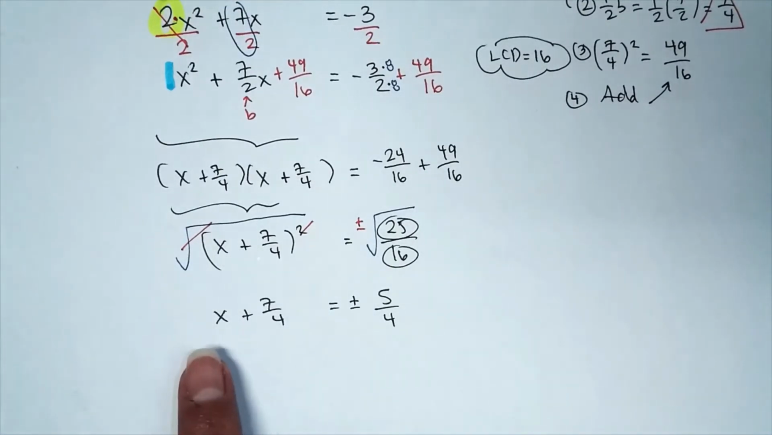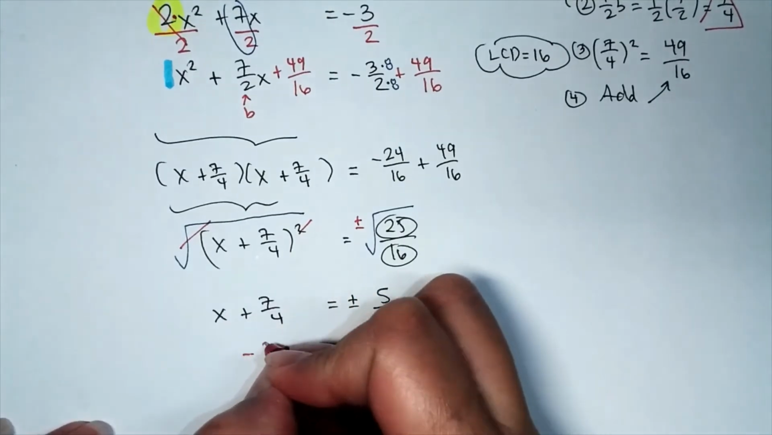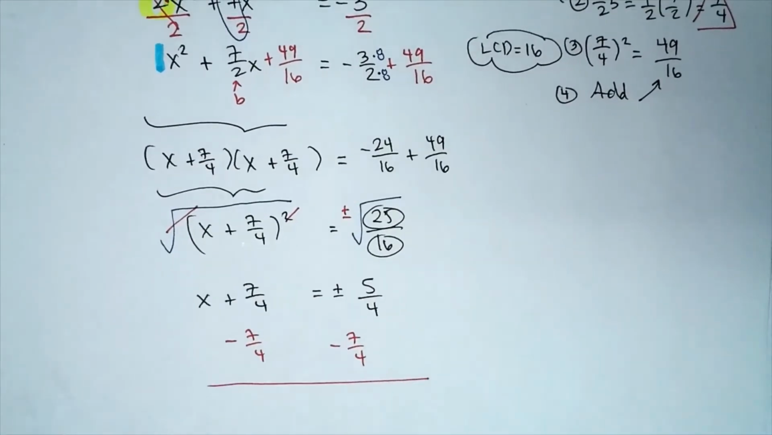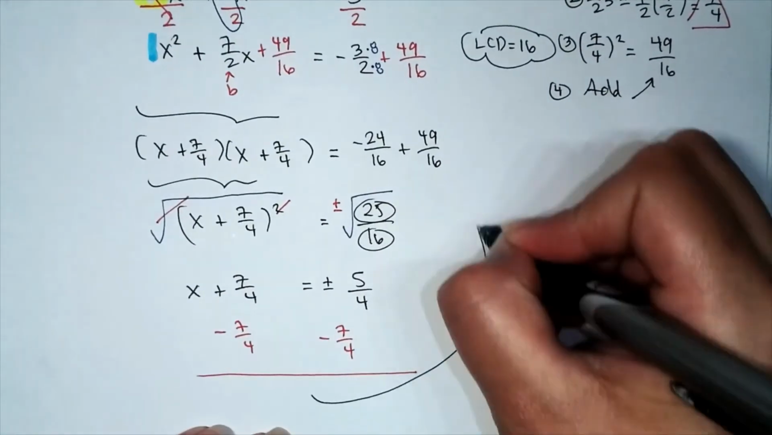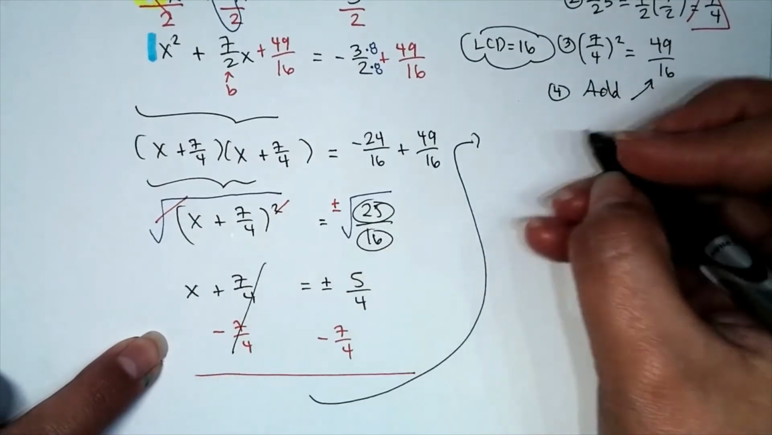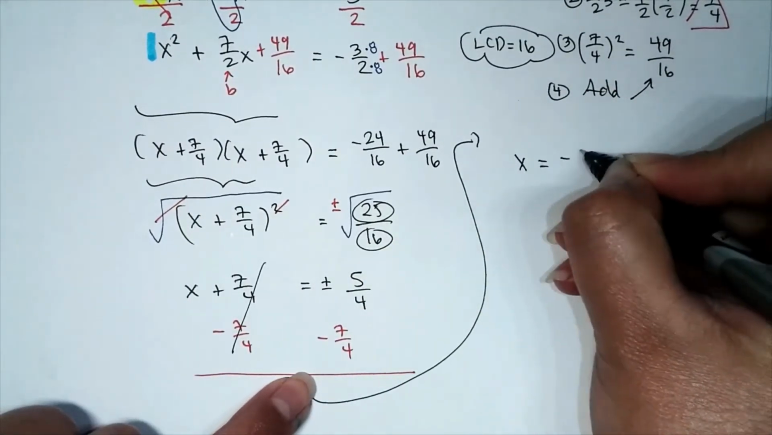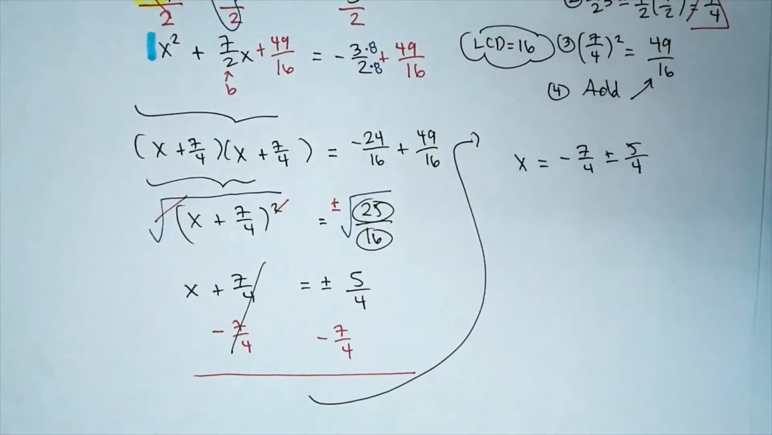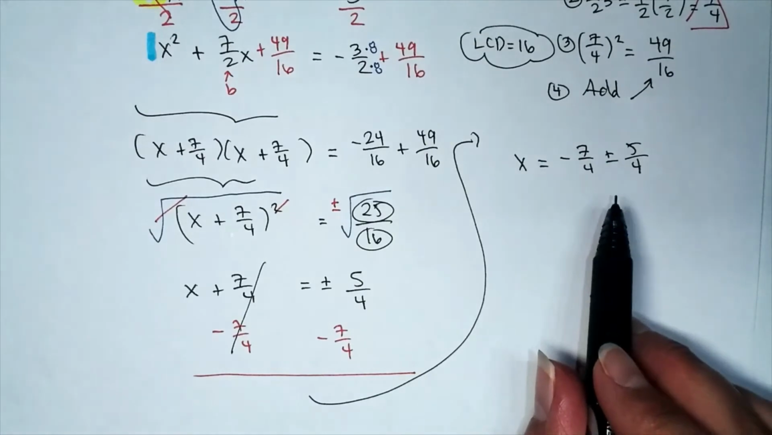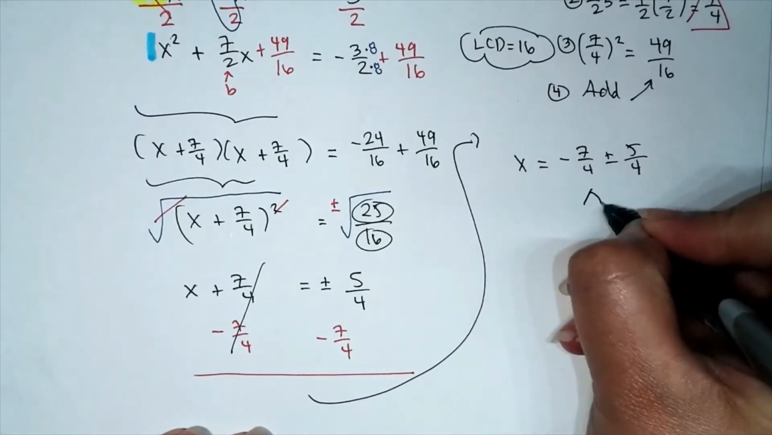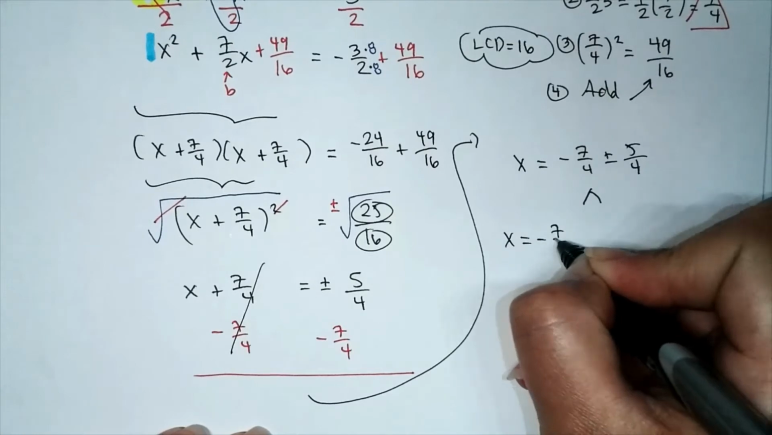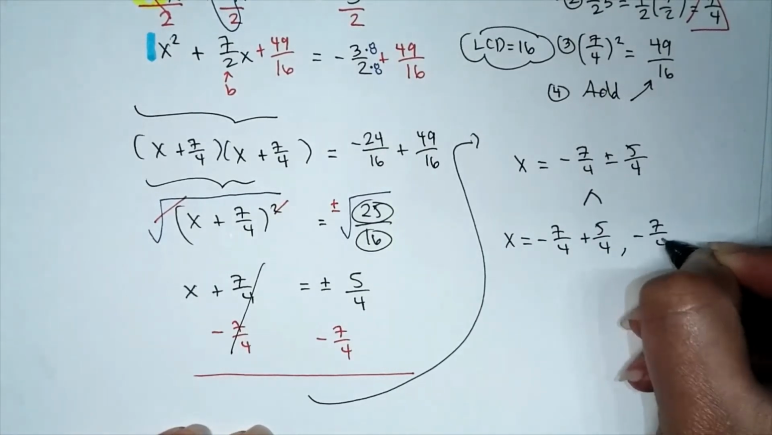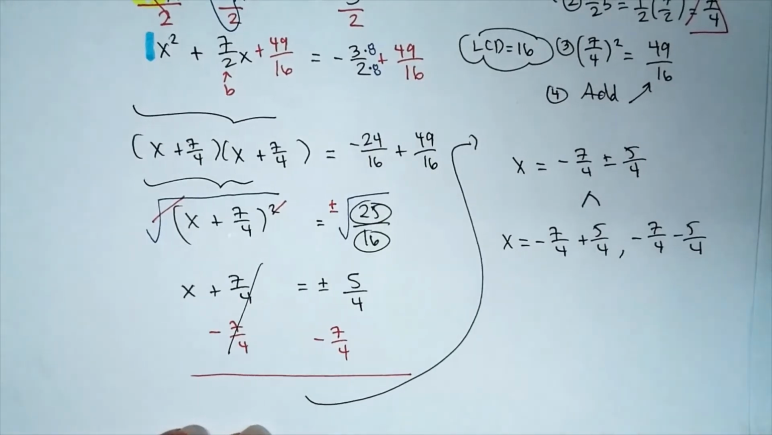So to isolate the x, to undo the addition, let's go ahead and subtract 7/4 from both sides. I'm running out of space, so let me start a new column. So that will give us x is equal to negative 7/4 plus or minus 5/4. And then for the grand finale, let's go ahead and submit our answer without the plus or minus. So the first solution is negative 7/4 plus the fraction, and then the second solution is negative 7/4 minus the fraction.